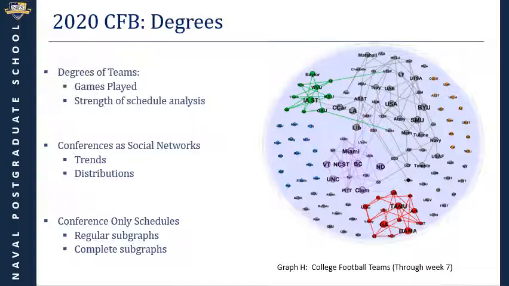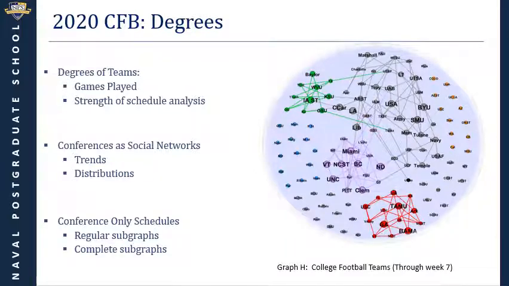The first and most obvious of which is the degree of any vertex represents the number of games that that team has played. But if we consider the edges of our graph as directed edges as opposed to undirected edges, with the source vertex being the winner of the game, then the out degree of each vertex is now the number of games each team has won so far in the season.